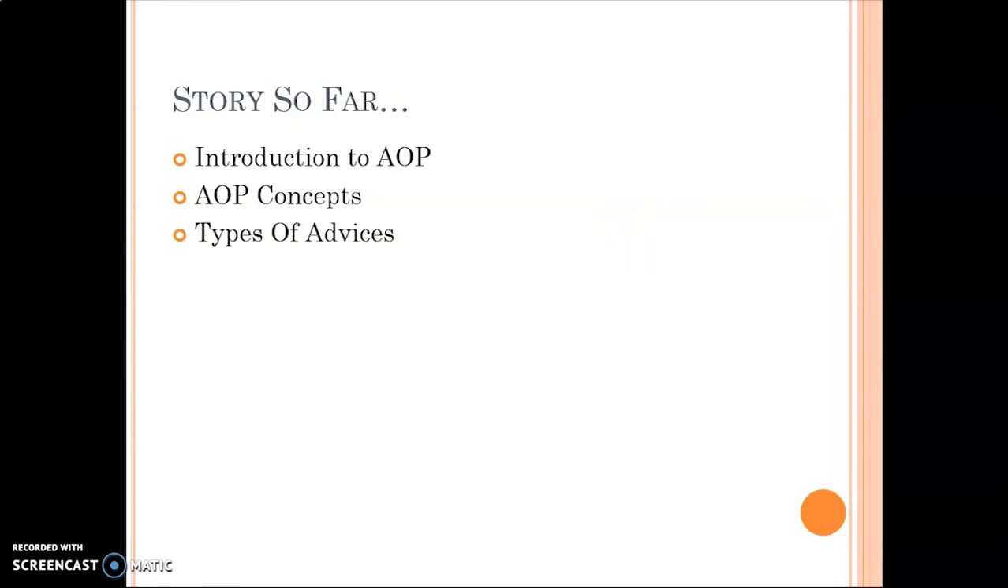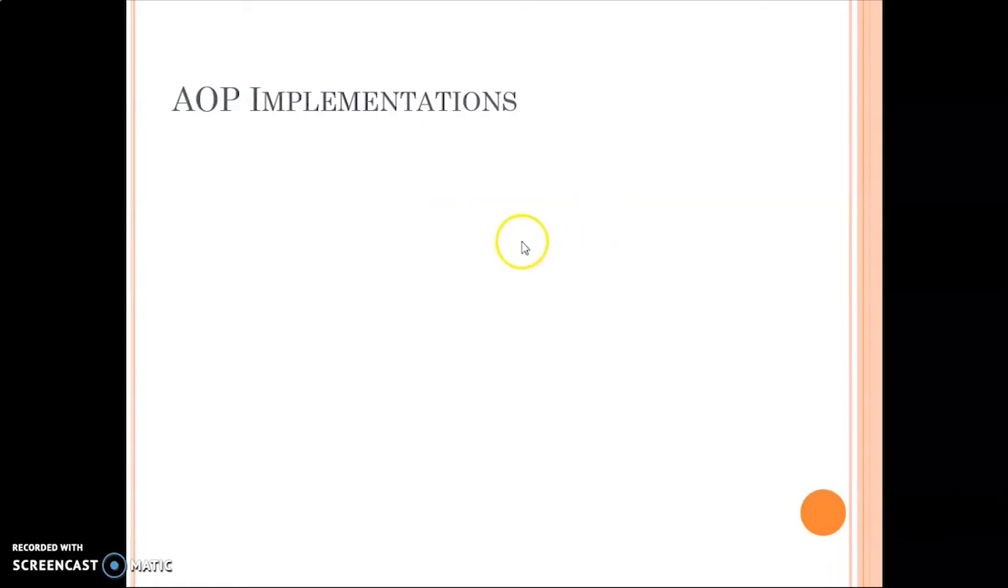Then we had also spoken about the various types of advices, wherein we had seen before method, after method, and around advices. So there were different types of advices that we had seen and their different implementations. In today's video, we will be talking about implementations of AOP. Now, AOP can be implemented in various ways, and the most common implementations these days.